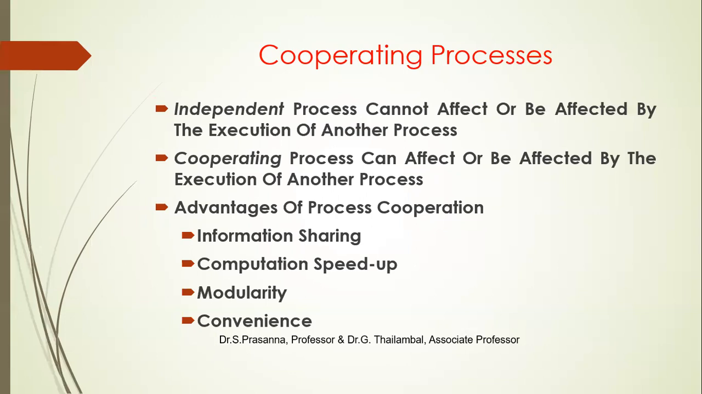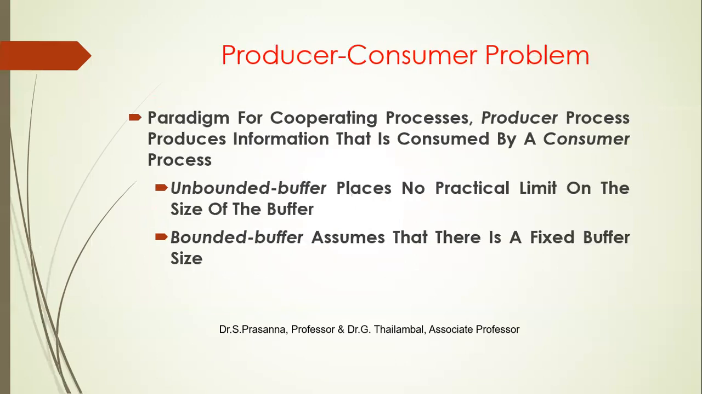Advantages of process cooperation: information can be shared between any number of processes. The computation will be sped up. That is, instead of the work being done by simply one process, it is shared among multiple processes, so that at the same time the work will be completed. Modularity is there. We divide the work into modules, and each module is run by a process, so it is very easy to complete each and every module. Convenience is there. Therefore, using cooperating processes is more useful than independent process execution.